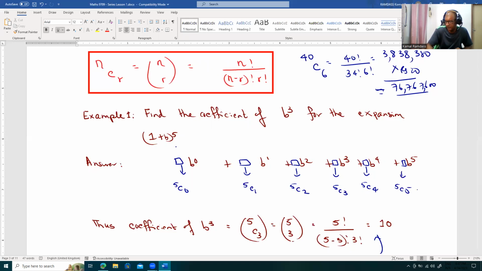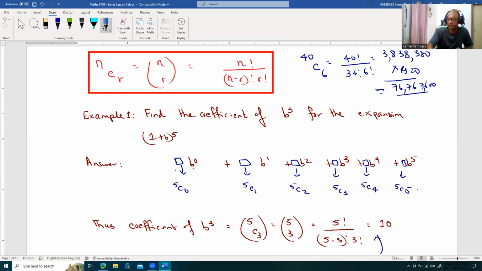Bon, nous avons un coefficient times b to the power of 0. Nous connaissons le binomial theorem comme ça. Nous avons un coefficient times b to the power of 1, coefficient times b to the square, coefficient times b to the power of 3, coefficient times b to the power of 4, coefficient times b to the power of 5. Et ça, c'est 5C0.